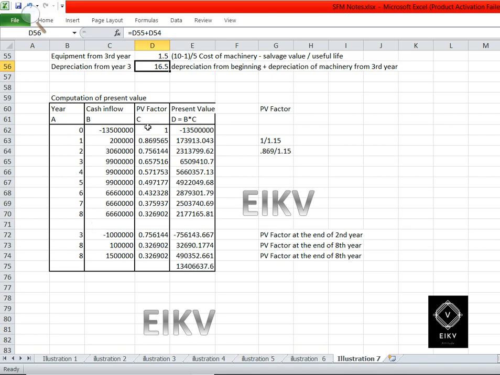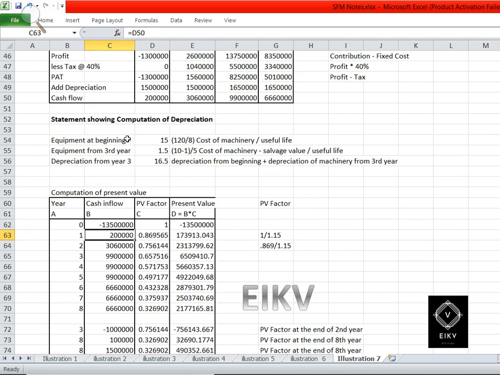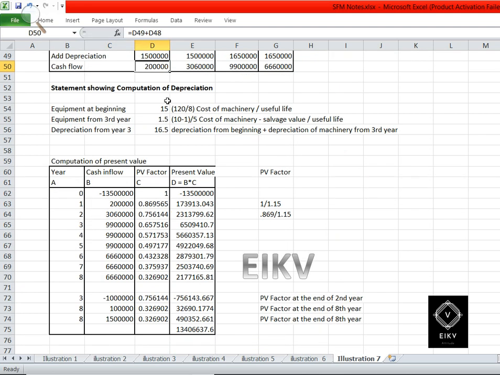So starting from the beginning of the year, at first we need to invest 135 lakhs towards the project, right? 120 lakhs for the equipment and 15 lakhs towards the working capital. So I have written here 135 lakhs. Then in the first year we have a cash flow of rupees 2 lakh.